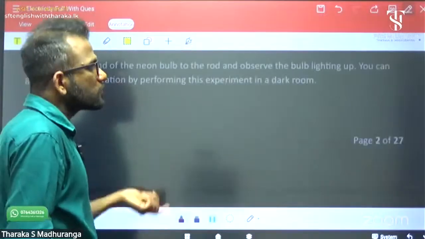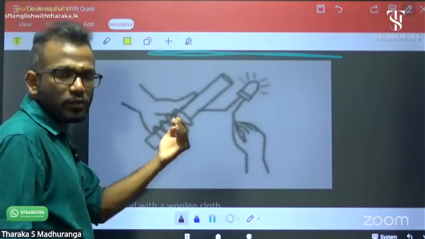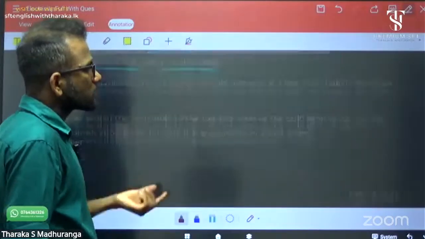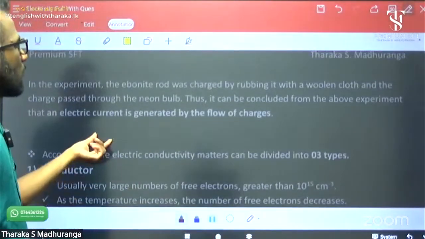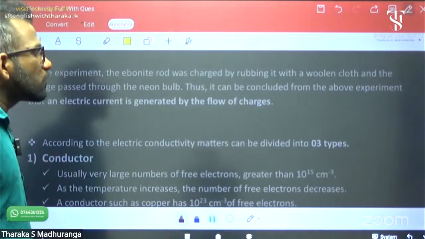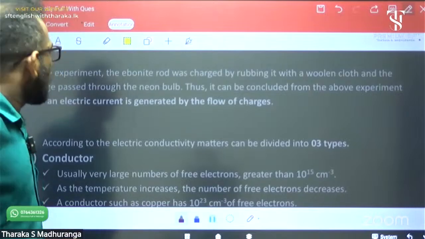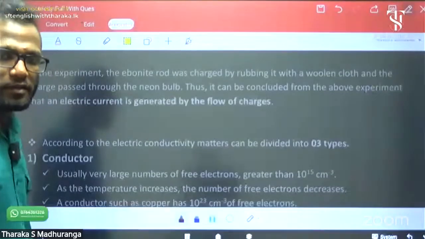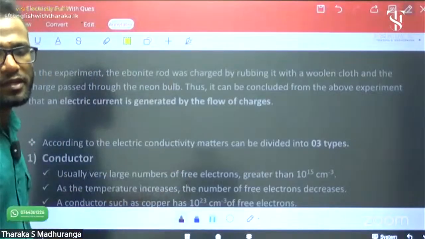However, these electrons are moving in the negative to positive direction. The electric current is moving in the positive to negative direction, opposite to the electron movement. In the experiment, the ebonite rod was charged by rubbing it with a woolen cloth, and the charge passed through the neon bulb. The generated electrons pass through the neon bulb.